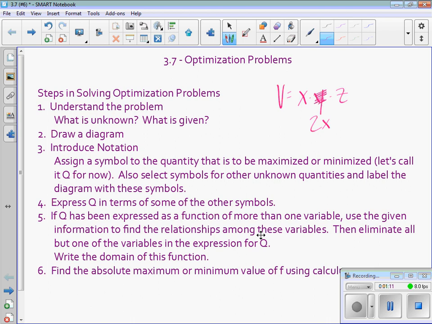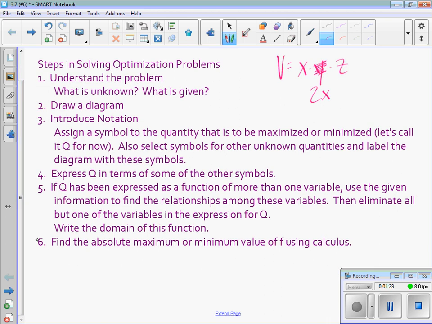If it's expressed as a function of more than one variable, use the given information to find the relationships among these variables and eliminate all but one of the variables. And a lot of times you don't actually have to write what the domain is, but you have to understand what the domain is. If you get a negative x value and you're talking about a length, that doesn't make sense, so you eliminate that as one of your solutions.